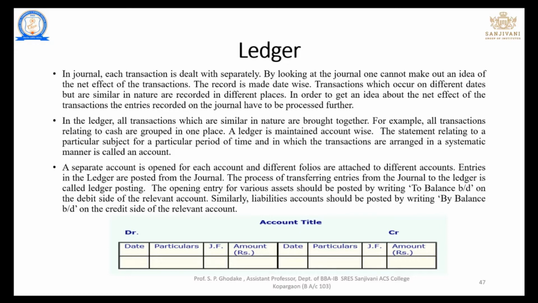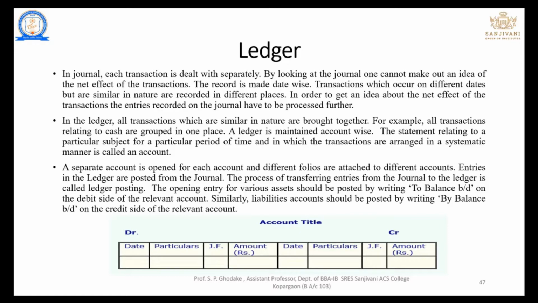Entries in the ledger are posted from the journal. The process of transferring entries from the journal to the ledger is called ledger posting. The opening entry for various assets should be posted by writing "to balance brought down" on the debit side of the relevant account. Similarly, for liabilities, it should be posted by writing "by balance brought down" on the credit side of the relevant account.